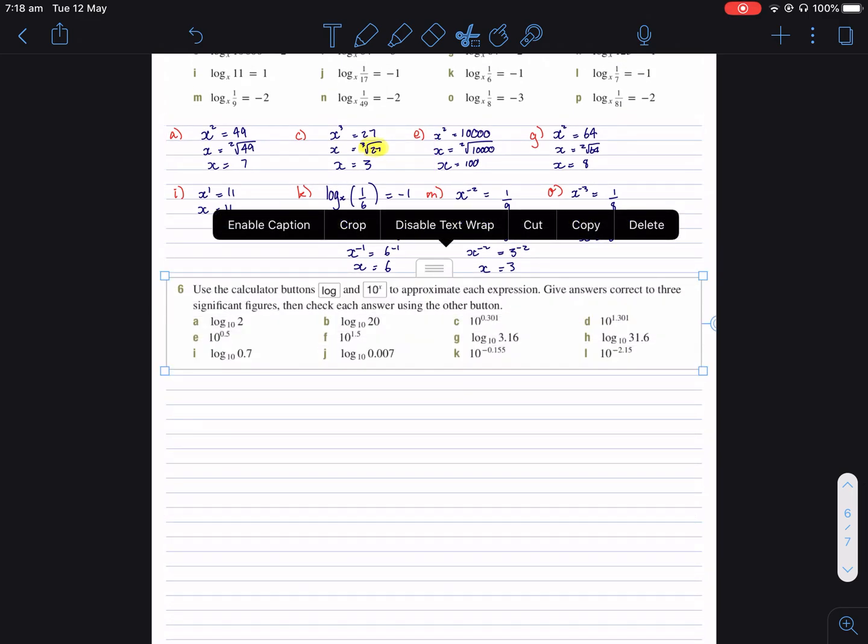Oh, where's my calculator? I need my calculator to show you how to do these. How's your day going? I hope it's going well. Where is it? Oh, there we are.